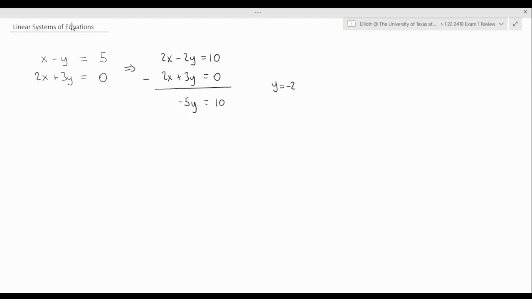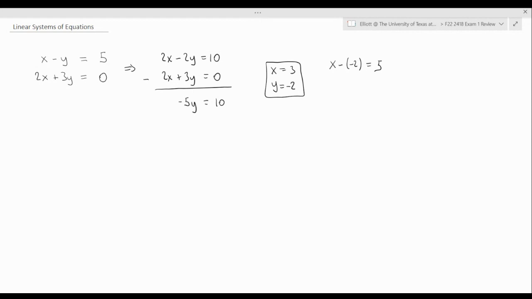From there, we can take this and plug it into any of these other equations that we have. And so let's say I plug it into the first equation. So you get x minus y, where y is negative 2, is equal to 5. So add negative 2 over, and you'll get that x is equal to 3. And that gives us the solution to our system of equations, okay? All right.